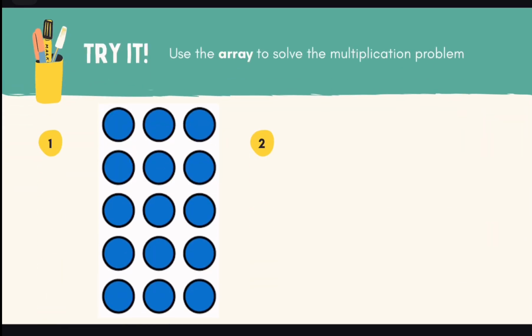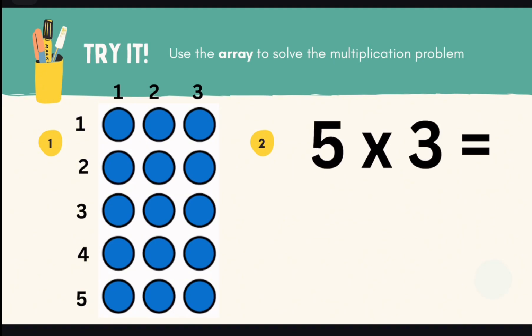Okay, so let's do another one. We're going to try it. We're going to use this array to solve this multiplication problem, okay? So first, we have to number the rows. So 1, 2, 3, 4, 5. I have 5 rows that go side to side, and then I need to number the columns. 1, 2, 3. I have 3 columns that go up and down. So my multiplication sentence for this array would be 5 groups of 3, 5 rows of 3, 5 times 3.